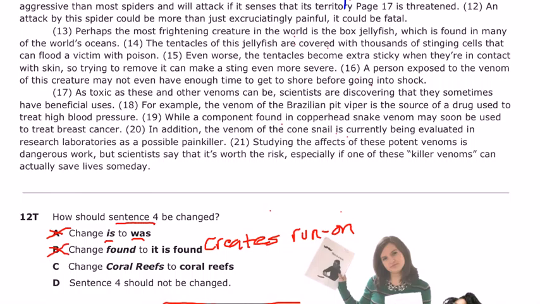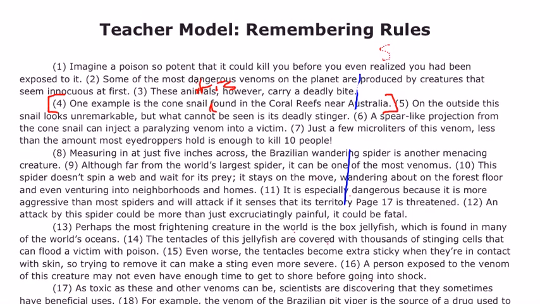Option C, change coral reefs to coral reefs lowercase. And then option D is sentence 4 should not be changed. So if I can't confidently eliminate C, then I can't be 100% sure on this question that I've gotten it correct. So I'm going to go up and look at coral reefs. I know that I can capitalize proper adjectives and proper nouns, and I have coral reefs right here. So here's one where I have to know the rule, and I have to realize that coral reefs is not a proper noun, and it's not a proper adjective because there's no name involved in it.